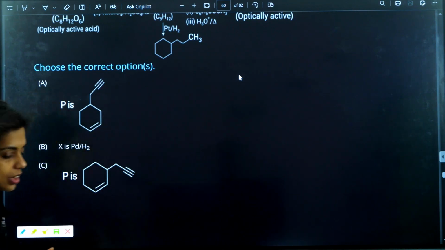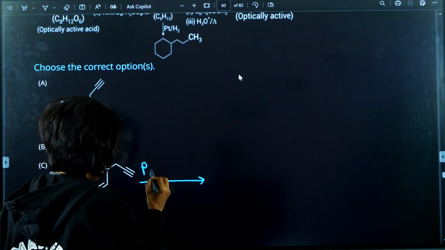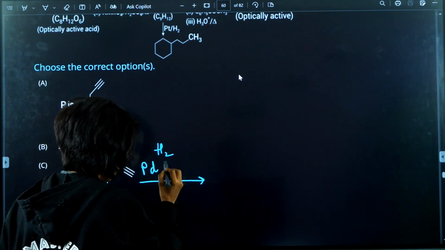Okay, there is some reagent that is being added. H2 palladium.